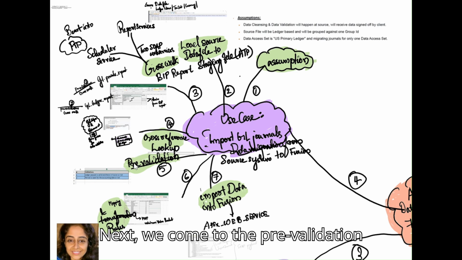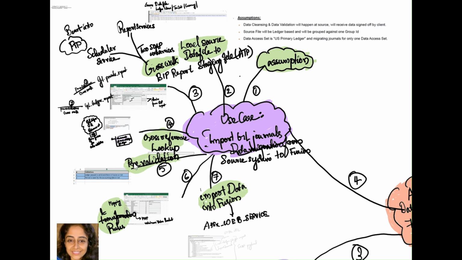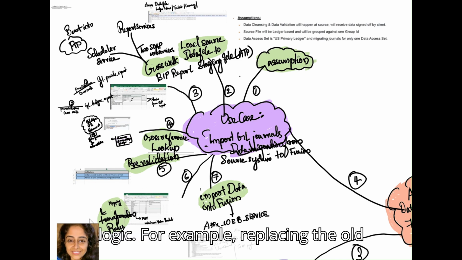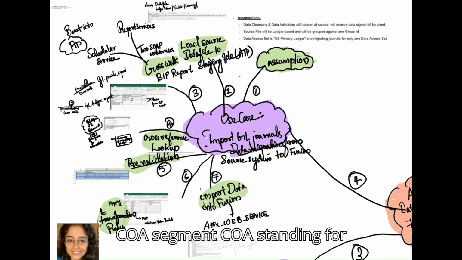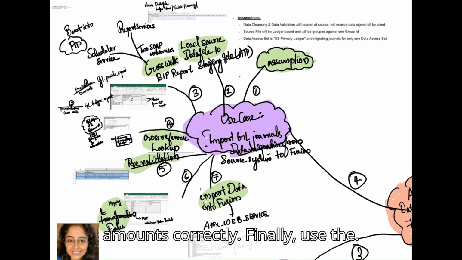Next, we come to the pre-validation section. Here we check whether the GL ledger exists and the period is open. Then we can apply the transformation logic, for example, replacing the old COA segment, COA standing for chart of accounts, with mapped ones, and formatting the dates and the amounts correctly.